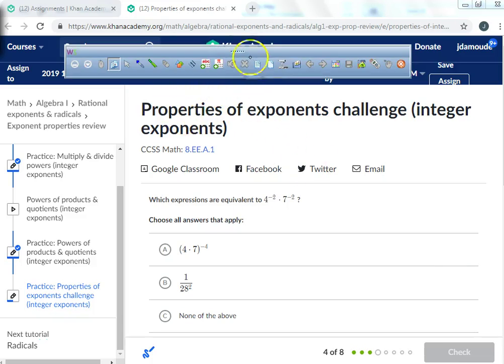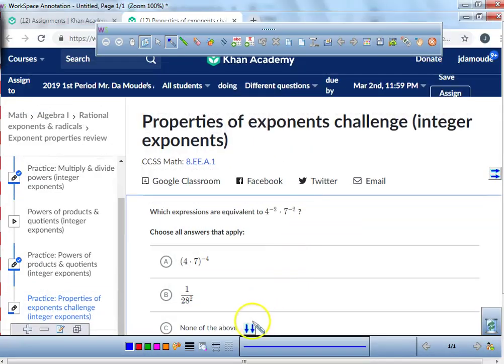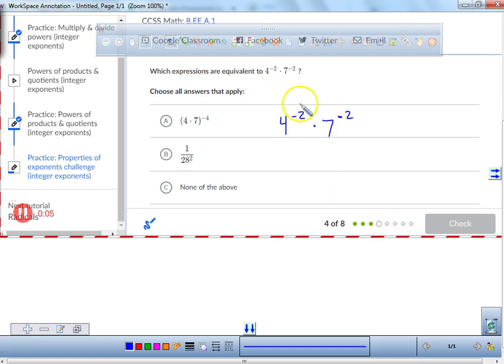Problems dealing with properties of exponents. Okay, we have some challenge problems here. Here is the problem that I'm dealing with right here. It says 4 to the power of -2 times 7 to the power of -2. Now here's something interesting. What do you notice about this problem? You'll notice that these exponents are exactly the same.